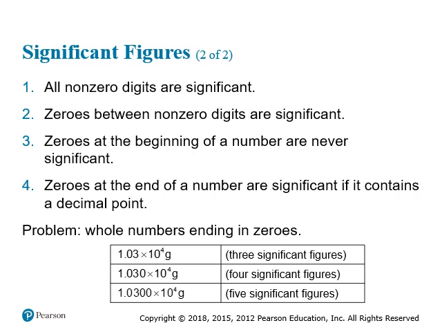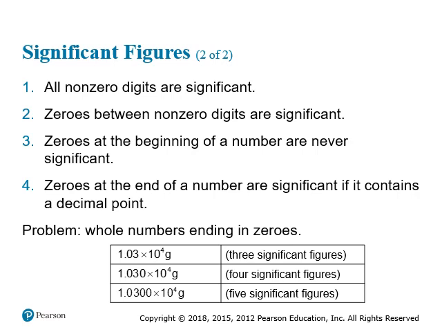Rule number 3, zeros at the beginning of a number are never significant. So if I were to say 0.0000007 miles, all of those zeros are at the beginning of a number. It's before you hit the first non-zero digit. All of those zeros would not be significant. None of those zeros would be significant.